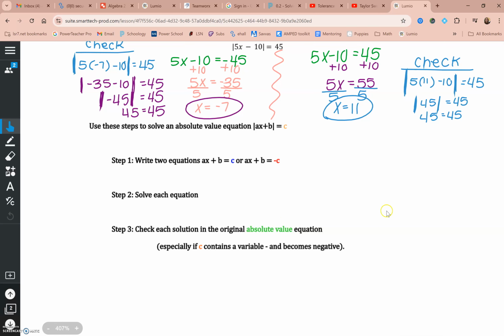Right here are the steps that are going to work every single time. The first thing you do is get the bars by themselves. See how up here the bars are by themselves? You have to do that first. Then you keep it exactly the same without the bars, and then do the negative version. You solve each equation, and then check.